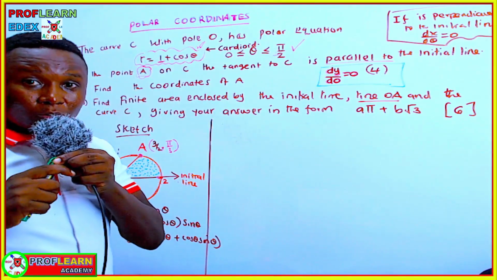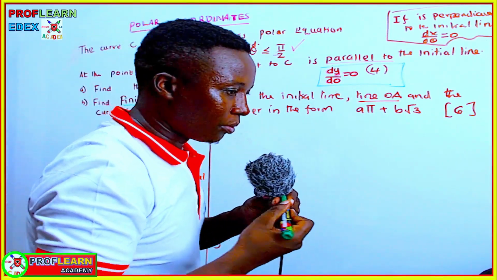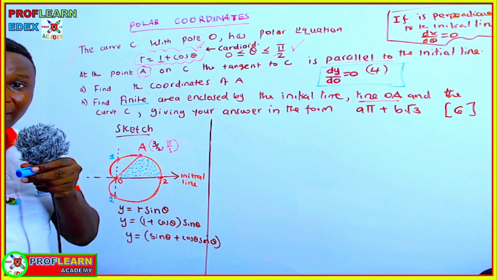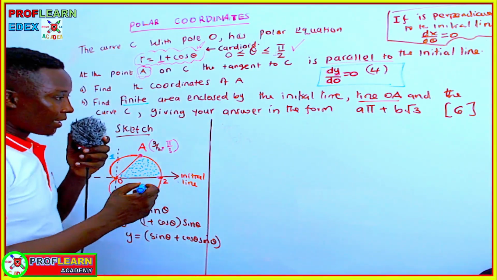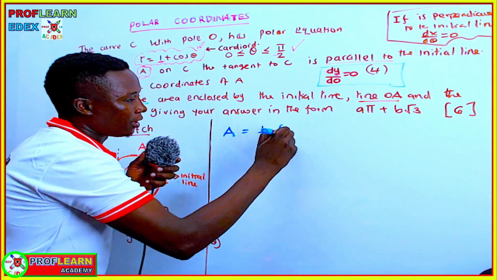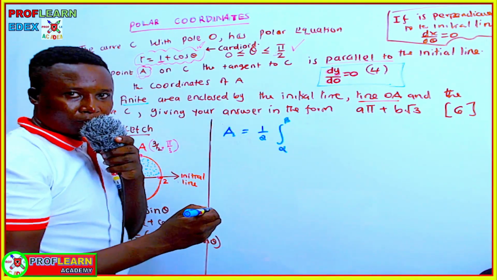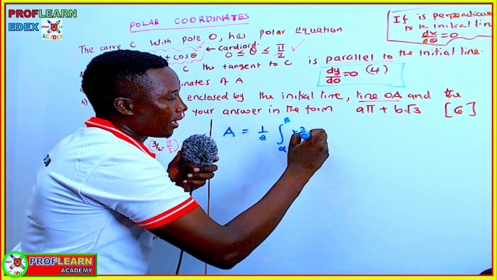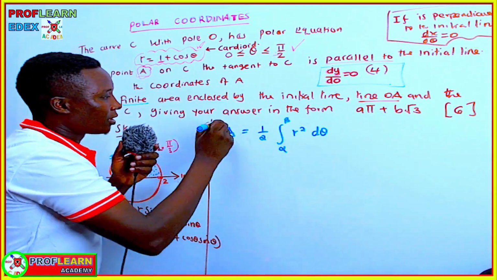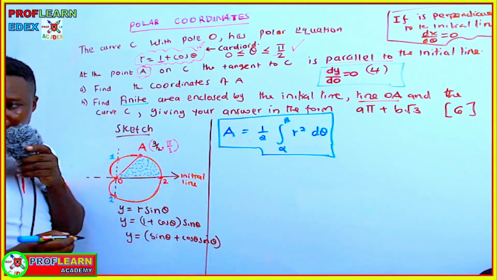All right, something that you need to remember at this point, for you to find this finite area, the most important thing you must know is the formula that you use to work out the area enclosed by a curve. We know that area is given by a half integral from alpha to beta of the square of the polar equation, d theta. This is the formula we can use to work out the area of that particular part.